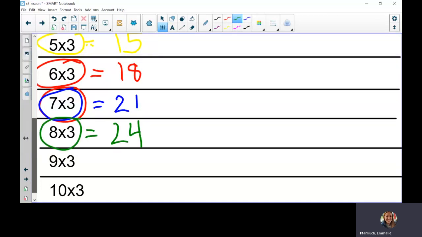All right, 9s can be tricky. I totally understand you there. So let's try skip counting by 3 again. Now I'm going to put up 9 fingers and we are going to sing a song. 3, 6, 9, 12, 15, 18, 21, 24, 27. 27. There we go.